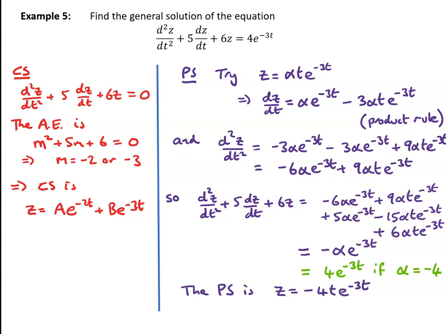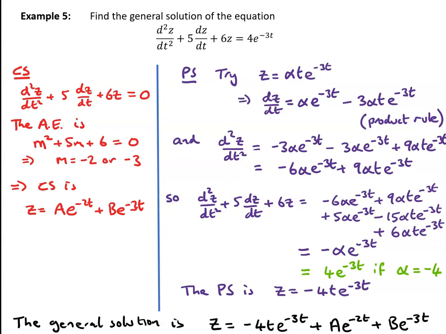The general solution is the particular solution plus the complementary solution. So the general solution is z equals minus 4t e to the minus 3t plus a e to the minus 2t plus b e to the minus 3t.